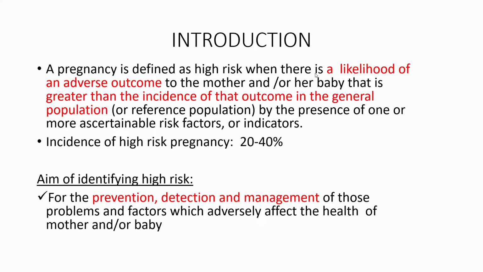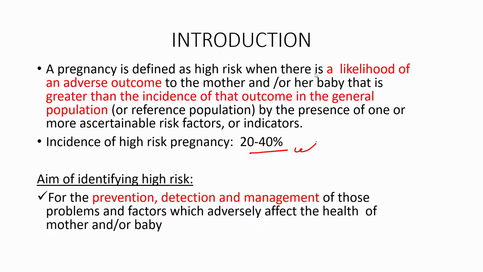Okay, so starting with the definition. What is high risk pregnancy? As the name suggests, high risk means there is a likelihood of adverse outcome to the mother and/or her baby which is greater than in the general population. When the reference population is compared with those patients with certain risk factors, the likelihood of adverse outcome will be more. So that is high risk pregnancy, and the incidence ranges from 20 to as high as 40%.